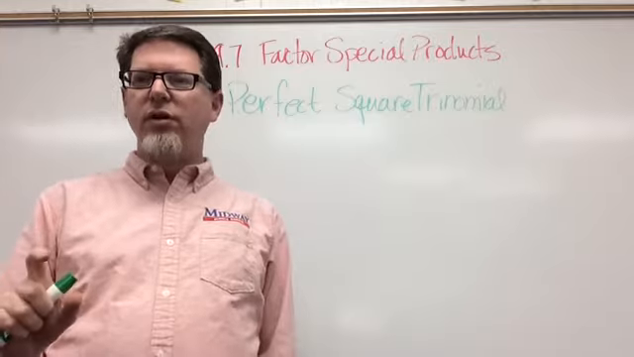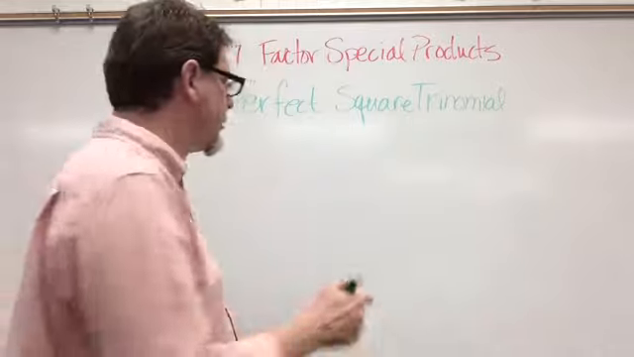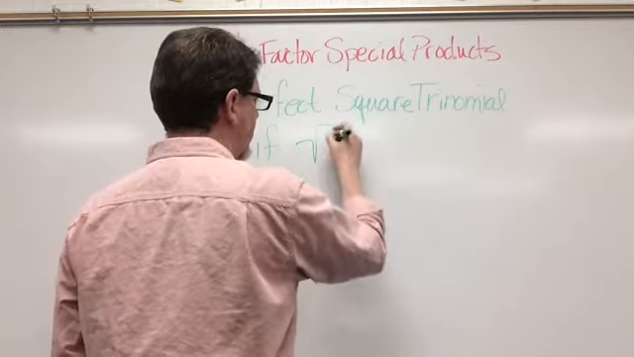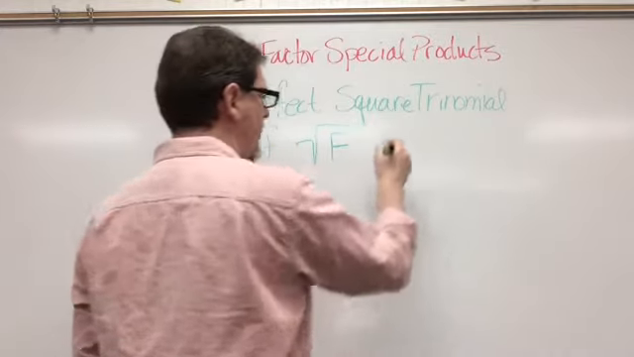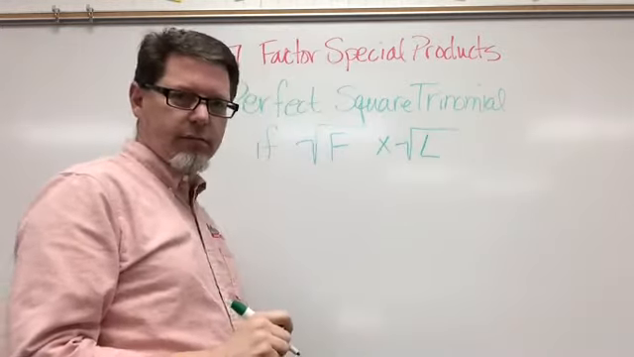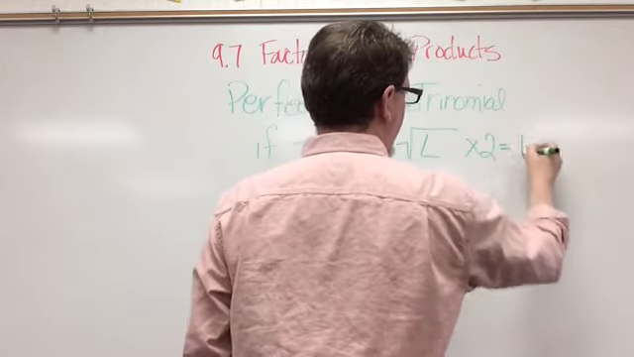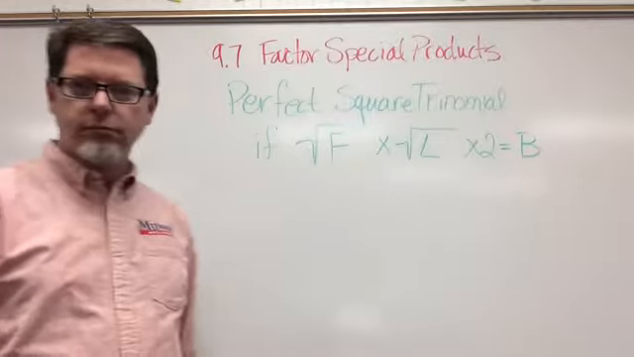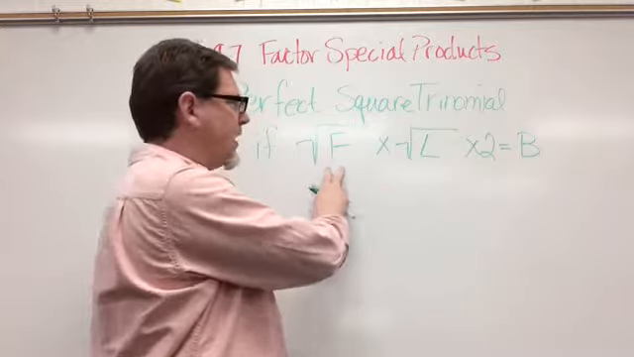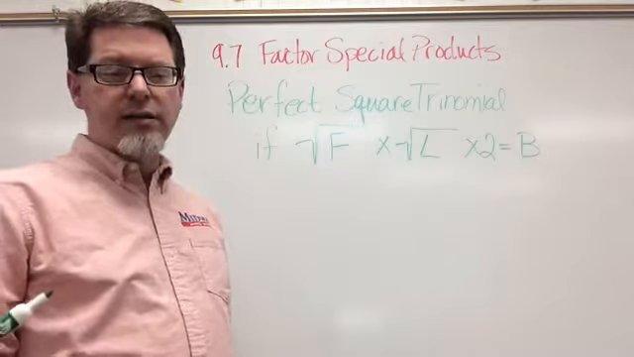The next special product we're going to look at is the perfect square trinomial. I know it's a perfect square trinomial if the square root of the first term times the square root of the last term times 2 equals b. I'll say that again. The square root of my first term times the square root of my last term times 2 equals b. Now let's look at an example of that.